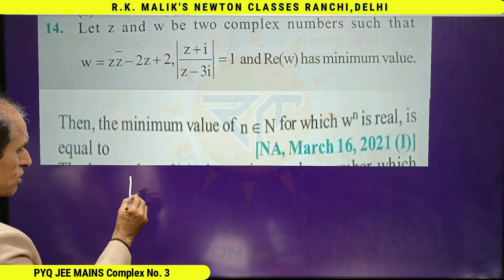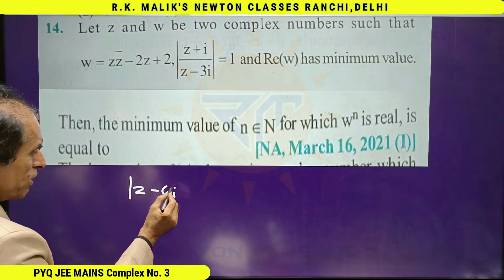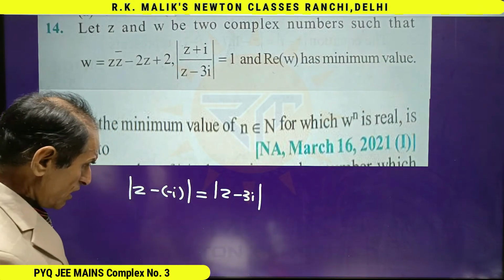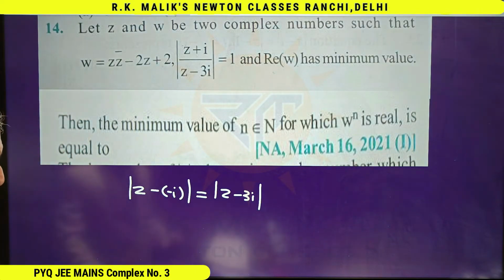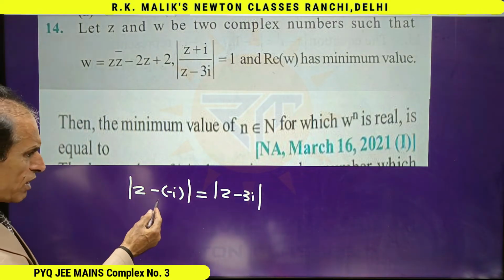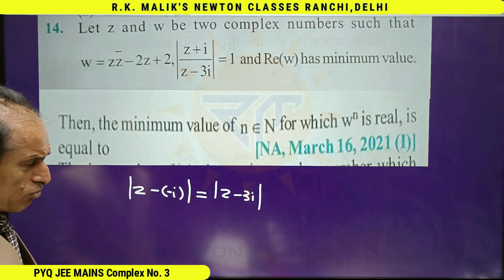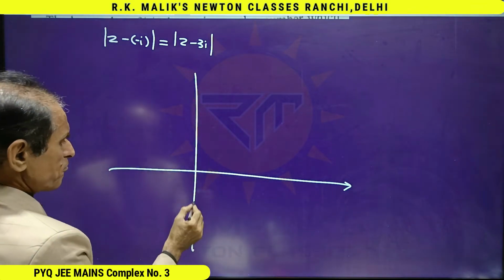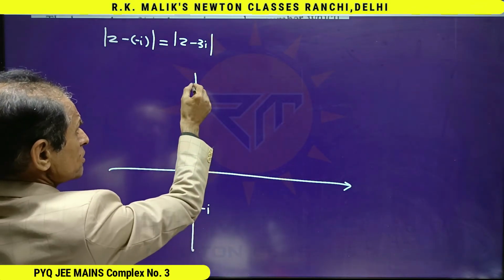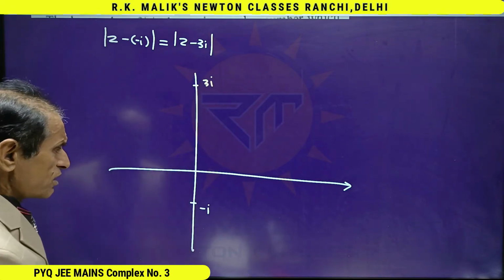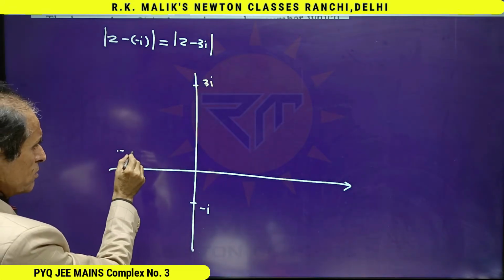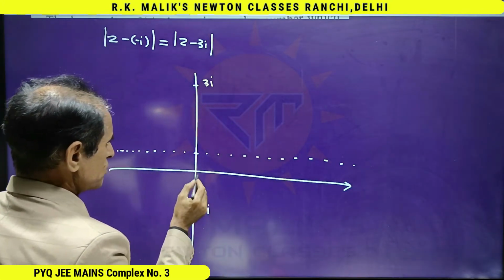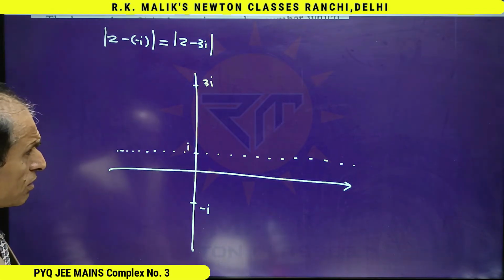This means mod of (z plus i) is equal to mod of (z minus 3i). That is, z is a complex number whose distance from minus i and 3i is equal. That is, minus i is somewhere here, 3i is somewhere here, and i is somewhere here.